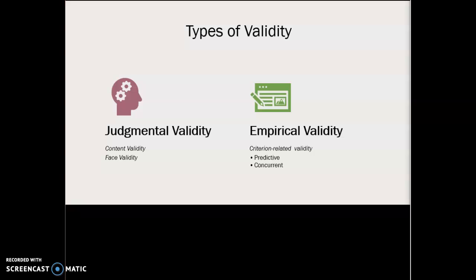So there are two broad categories, actually three broad categories of validity, and then some subcategories within each one. The first is judgmental validity, which is a subjective measure of validity, which is determined by the researcher, right? So it's the researcher's opinion about the validity of the test. And the first type is content validity, which asks the question, does the test or measure cover the relevant content?